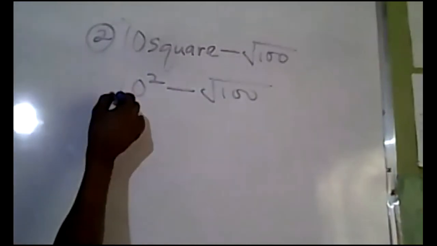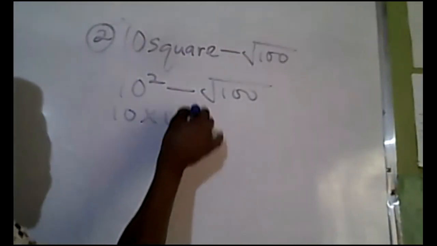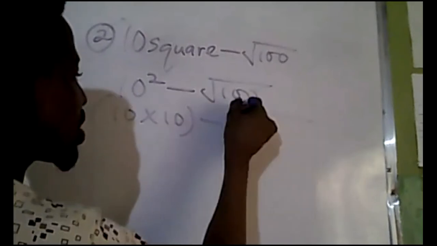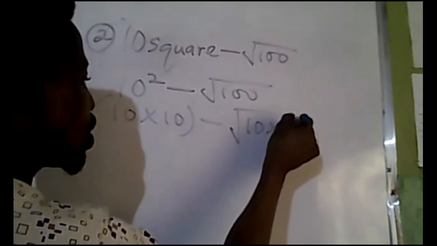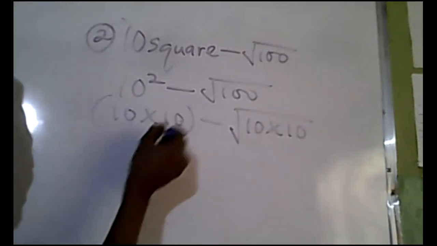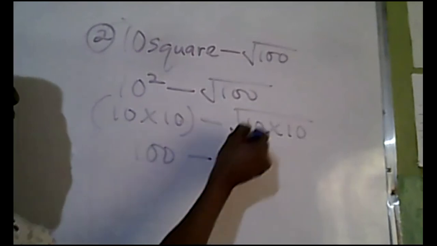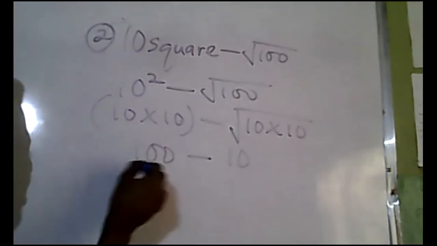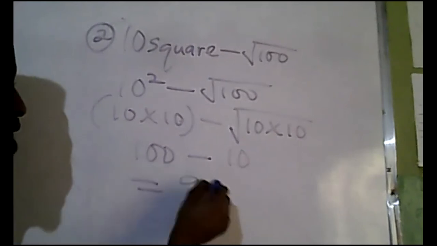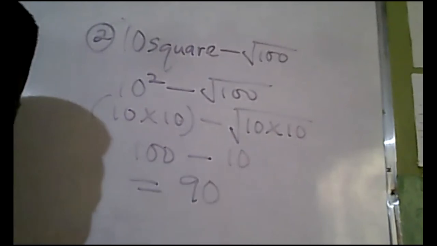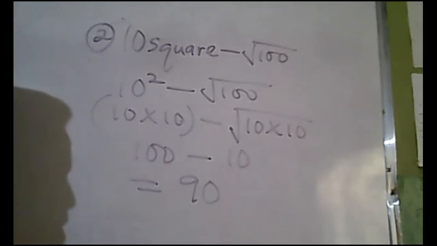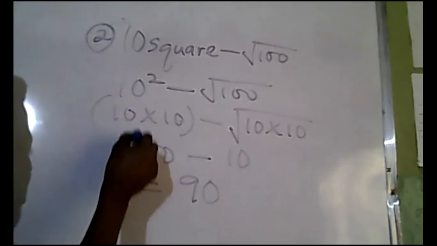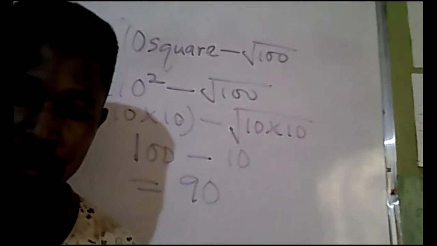10 square is 10 times 10. Square root of 100 means a number that multiplies itself to get 100. So 10 times 10 is 100, and the square root of 100 is 10. Is that clear? So what is 100 minus 10? The answer is 90. That is quite easy as well. This is 100, that is 90. I hope you're following.